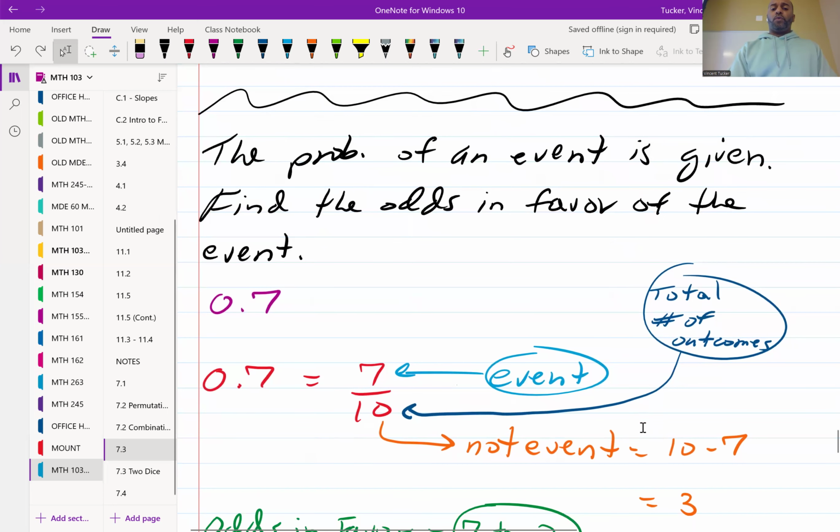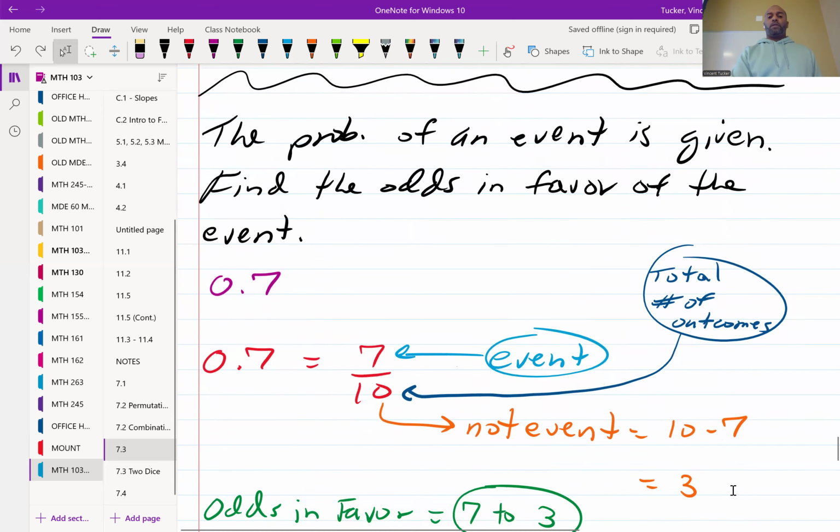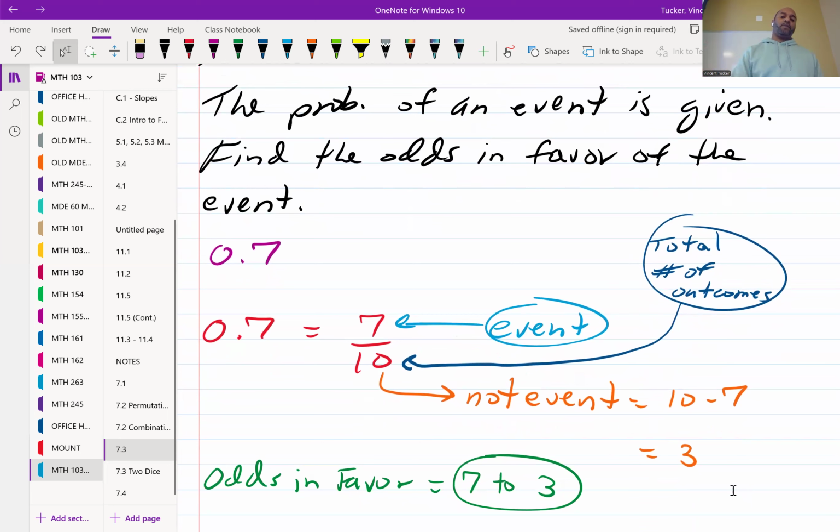So if I want to know what's not my event, I can subtract that top number from the bottom number. So 10 minus 7 is 3. In other words, how many outcomes are not my event? My event is 7. The number of outcomes that's not my event is 3. So the odds in favor is going to be 7 to 3.